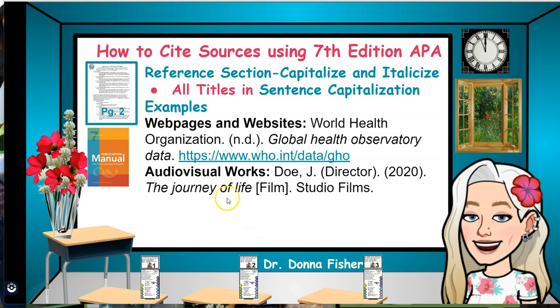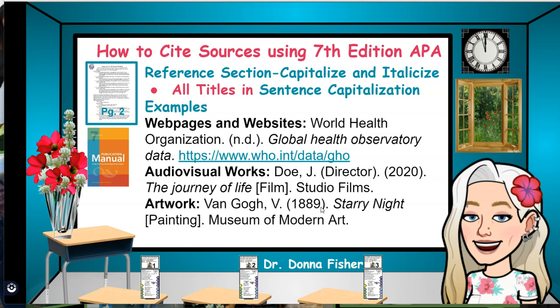Okay, so now we have audiovisual works. So in this case, we have our author, comma, and you have the director anyway. Then their first initial with a period, director placed in parentheses after that with a period, the year that it was produced, period, and then the title again is italicized. After the title, you put film, period, and then the production studio, which was Studio Films, period.